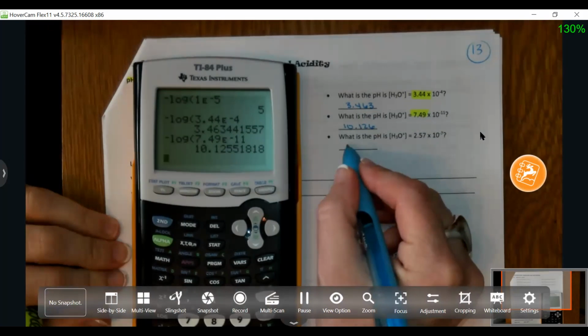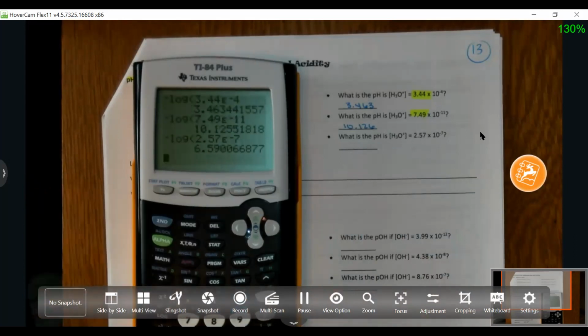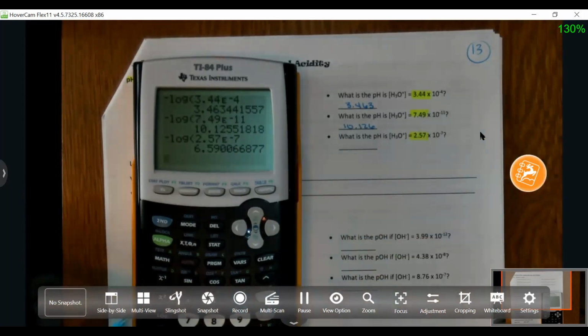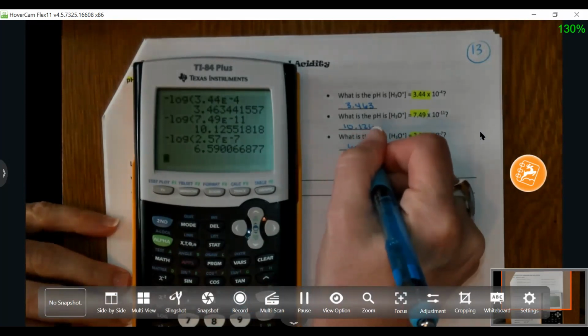Then last one here, negative log, if I'm given the ion concentration, 2.57 second E negative 7 to find my pH. I've got 3 sig figs here. So my answer would be 6.590.